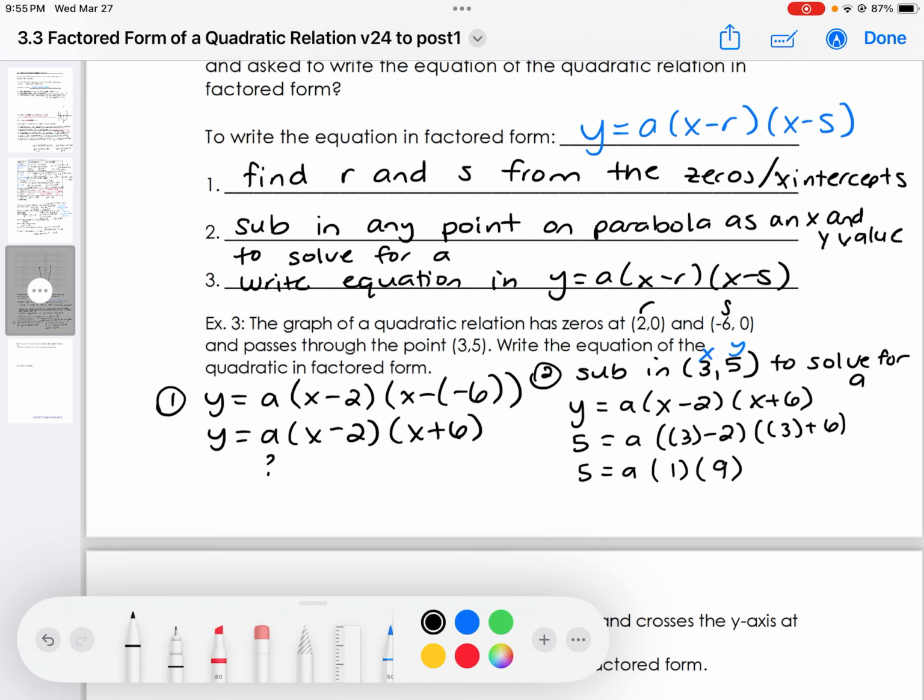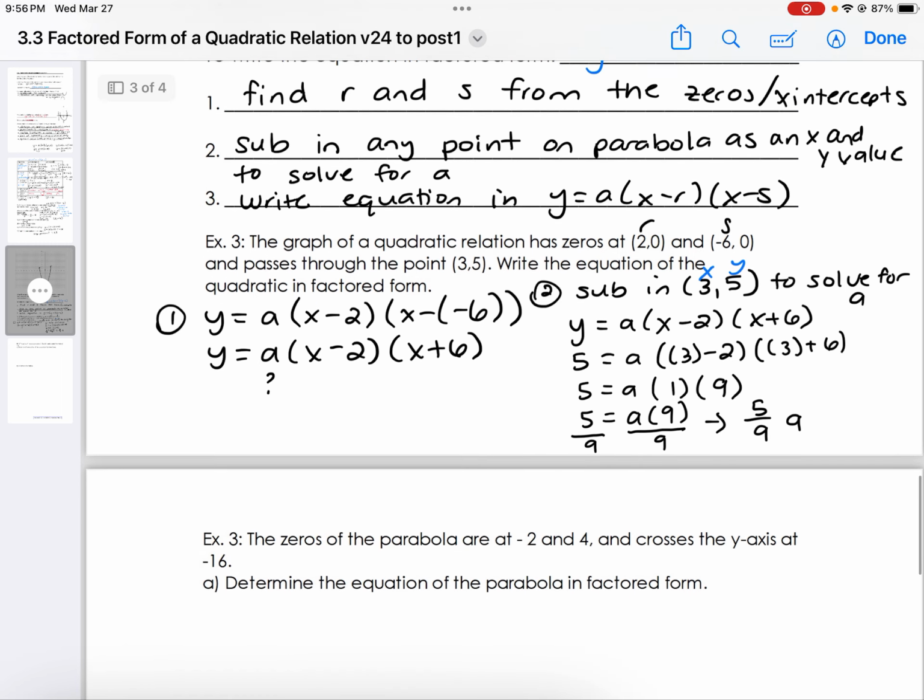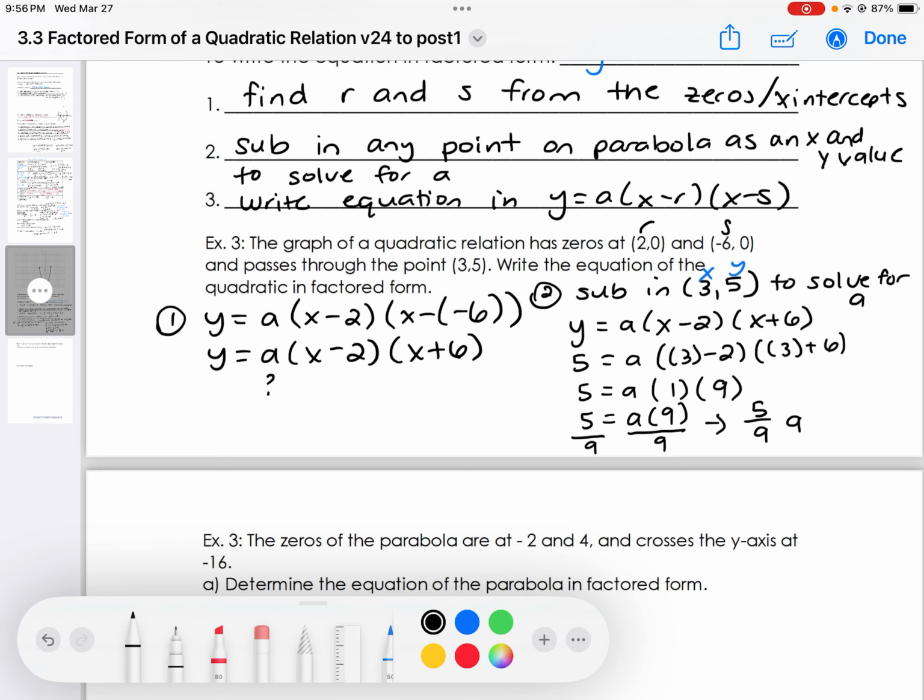Okay, and then now we have the variable on the right-hand side, which is totally fine. So we're just going to divide by 9 to cancel them out. And then 5 over 9 is A. Is that a nice A value? It is sure not. But we are not asked to graph this parabola, so we're not too concerned about it. But remember, we want our final answer to be the equation.